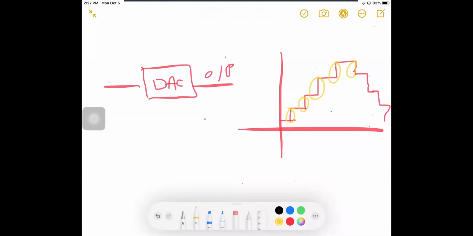Signal digital is discrete, not continuous. Analog is a continuous signal. So a discrete signal is available at what? At discrete time instances. Very good.